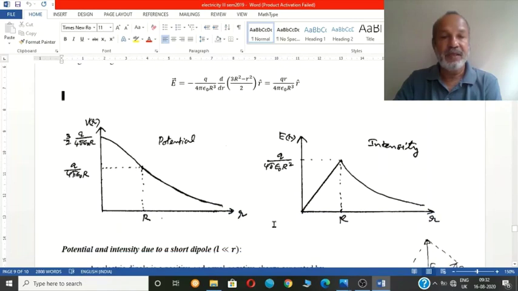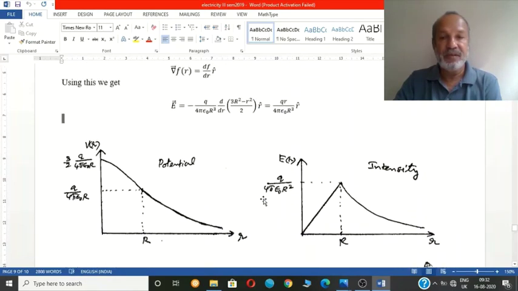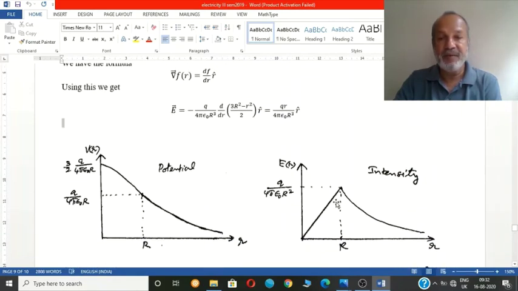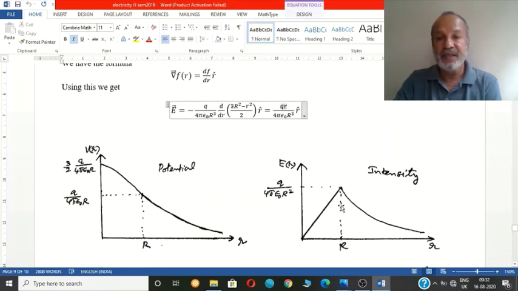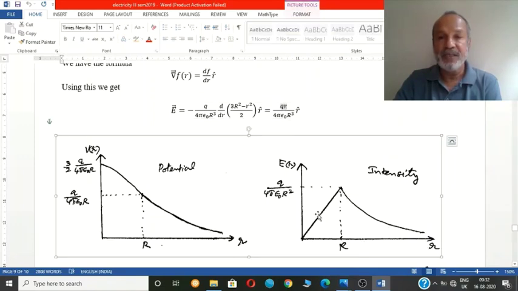So here I have drawn the graph. The intensity graph you are already familiar with, because you have studied it using Gauss's theorem. From 0 to R, the intensity increases linearly, proportional to r. Thereafter it decreases just as in the case of a point charge, Q by 4 pi epsilon 0 r square, that is this one.